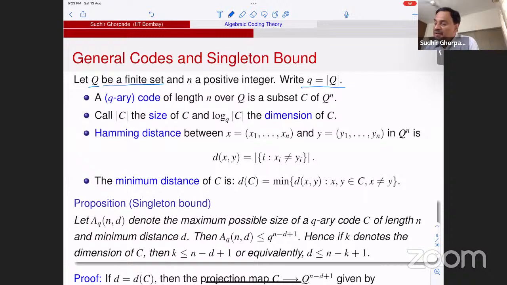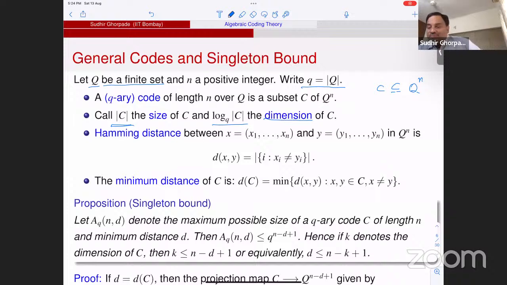Q to the n is the n-dimensional space coming from the alphabet set Q. In other words, the set of ordered n-tuples of elements of Q. A code of length n is simply going to be a subset of Q to the power n. Nothing could be simpler than this definition. So that's what it is. And the size of that is just the cardinality. Mod C denotes the cardinality. And it's customary to call the log to the base q of that size the dimension of the code. Okay, you will see why I call it the dimension of the code.